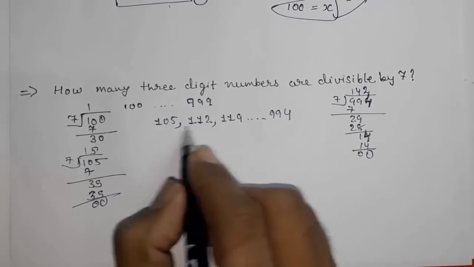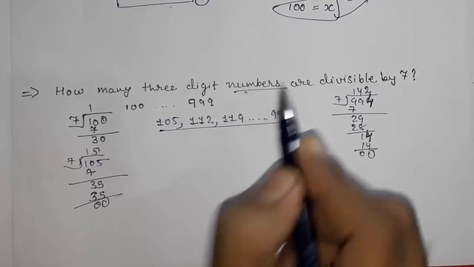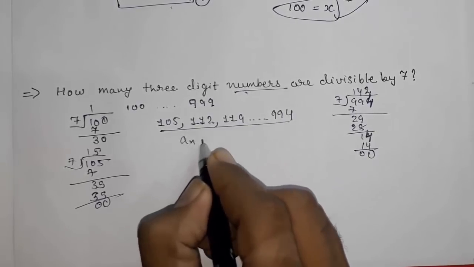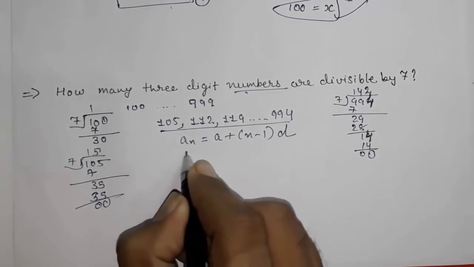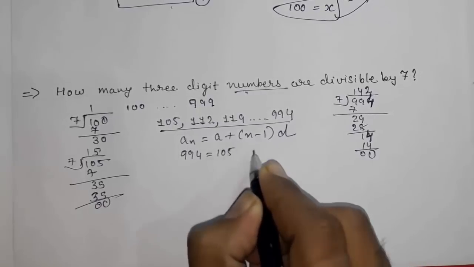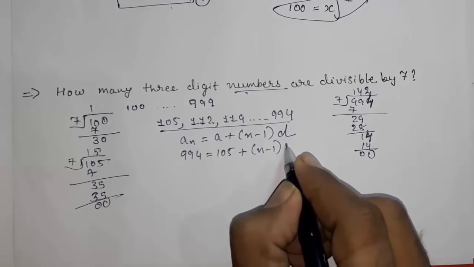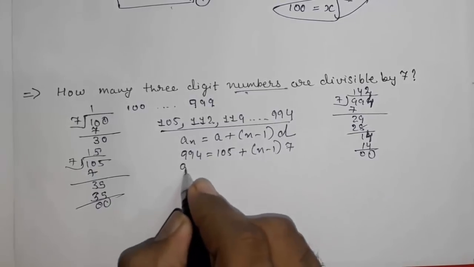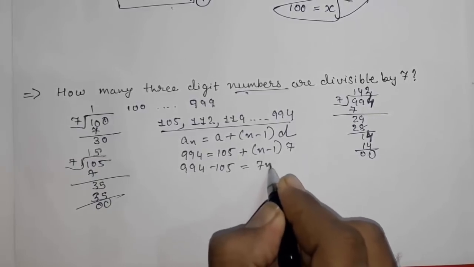Now this is our AP. Now what they told, how many numbers are there, means we have to find n. Again the same formula, an is equal to a plus n minus 1 into d. An is 994, a is 105, n is what we want to find, and difference is 7. Again you can take this: 994 minus 105 gives you 7n minus 7.